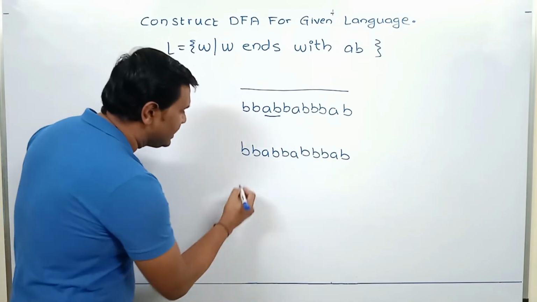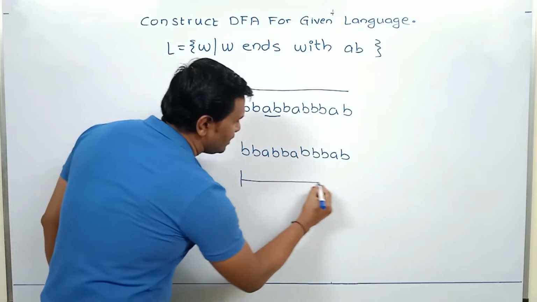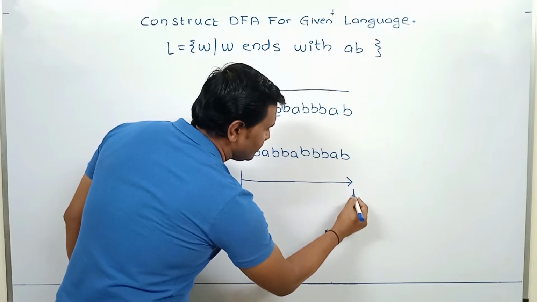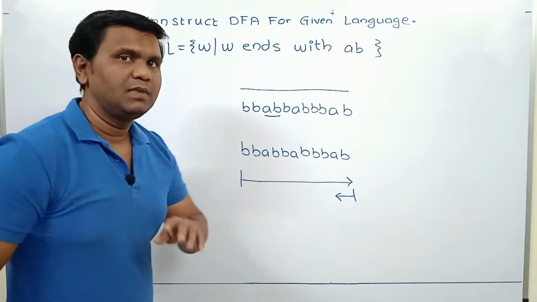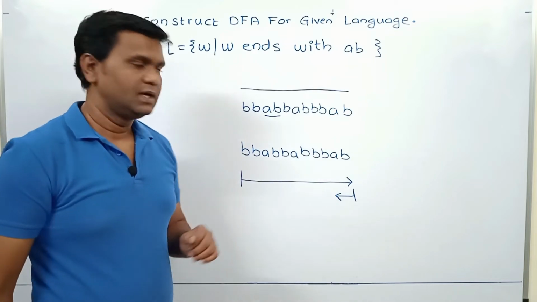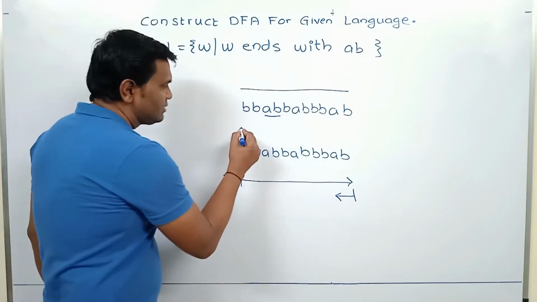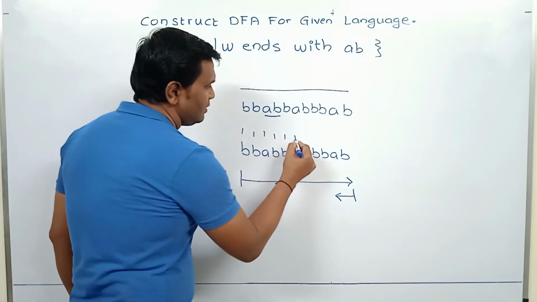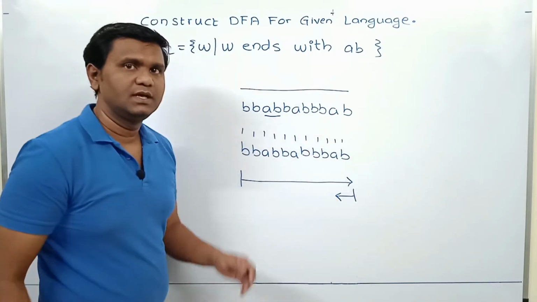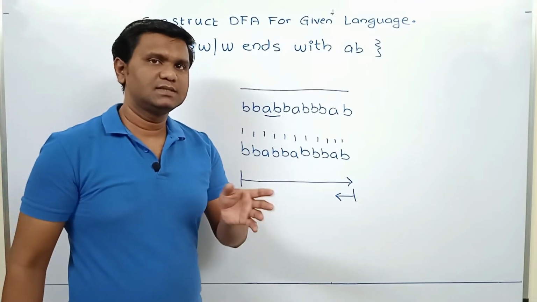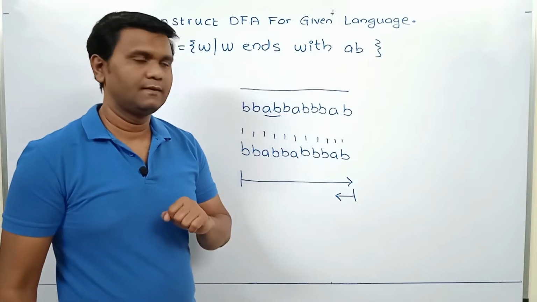Now someone may think that we can start processing the string, go to the end, then come back and check if the last two symbols are AB. But a DFA does not have that capability. A DFA cannot go back and forth on the string. A DFA has to process each symbol, and when the complete string is processed, if the DFA is in a final state, the string is accepted. If the DFA is in a non-final state, the string is rejected.